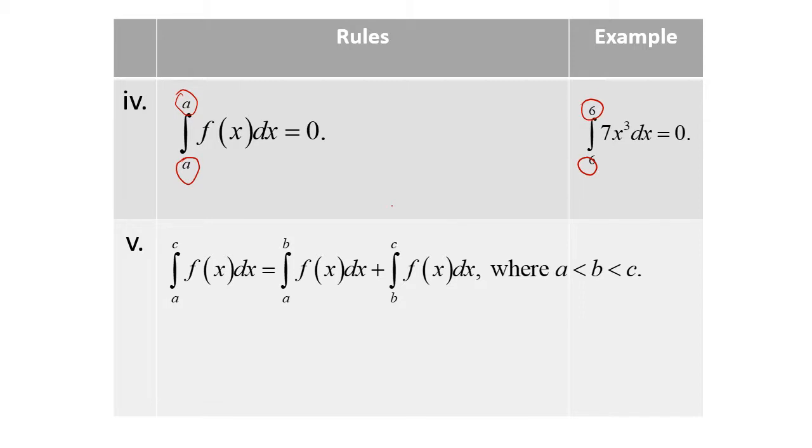The next rule: when we integrate f(x) dx from a to c, it will be equal to the integration of f(x) dx from a to b, plus the integration of f(x) dx from b to c, where b is between a and c. We notice that on our left side, the lower limit is a and the upper limit is c, so it begins from a to c. And on our right side, it begins from a and ends with the limit of c.